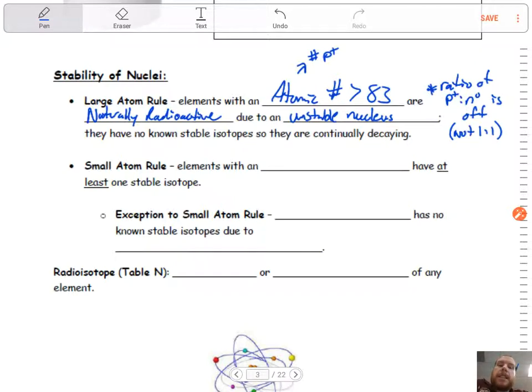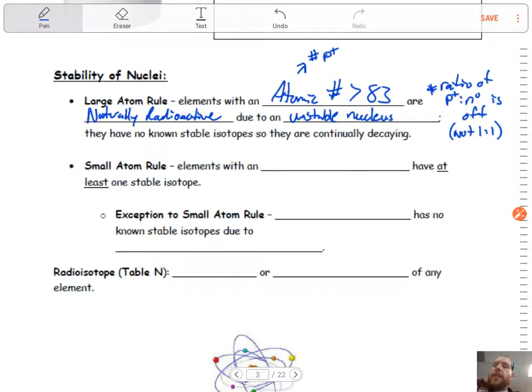So you've got all these positive forces inside the nucleus, and then the neutrons are there to help balance that out, right? To hold the nucleus together. So once you get higher and higher up, you need more and more neutrons to hold that nucleus together, and it just becomes unstable. It doesn't stay there that long. All right, so that's the large atom rule.